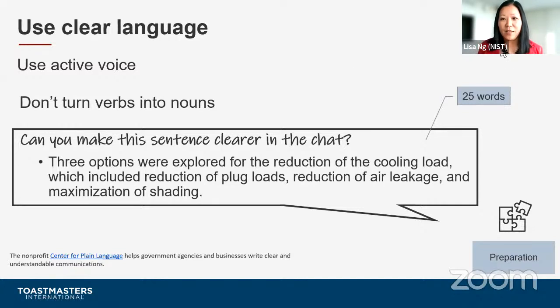So let me read it out loud to you. 3 options were explored for the reduction of the cooling load, which included reduction of plug loads, reduction of air leakage, and maximization of shading. Ooh, that's a hard sentence to say in itself, and that's 25 words in one sentence. So help me in the chat to make the sentence clear. You could break up the sentence. You could turn nouns into verbs. You could also use active voice. So go ahead.